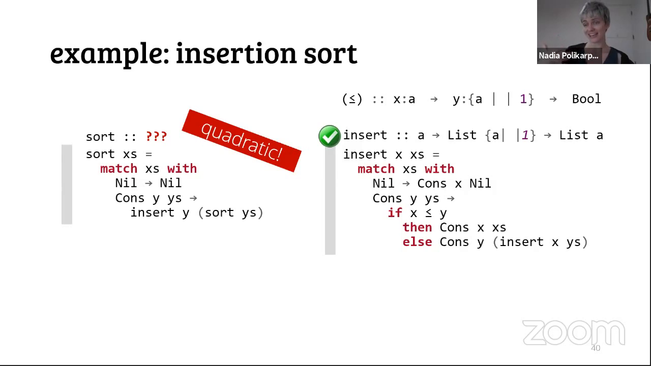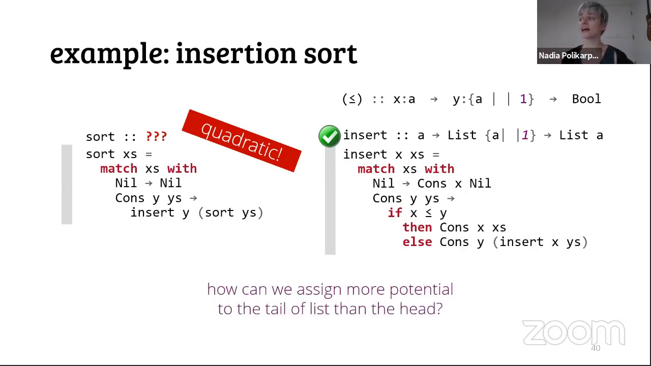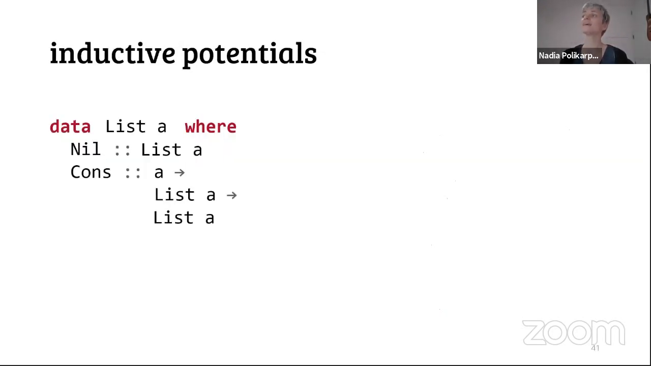So we would actually like some mechanism to assign more potential to the tail of the list than to the head of the list, okay? And then we hopefully will be able to verify sort. So how do we do that? We cannot do that with the mechanism that I showed you so far, but there's this very simple idea that we call inductive potentials.